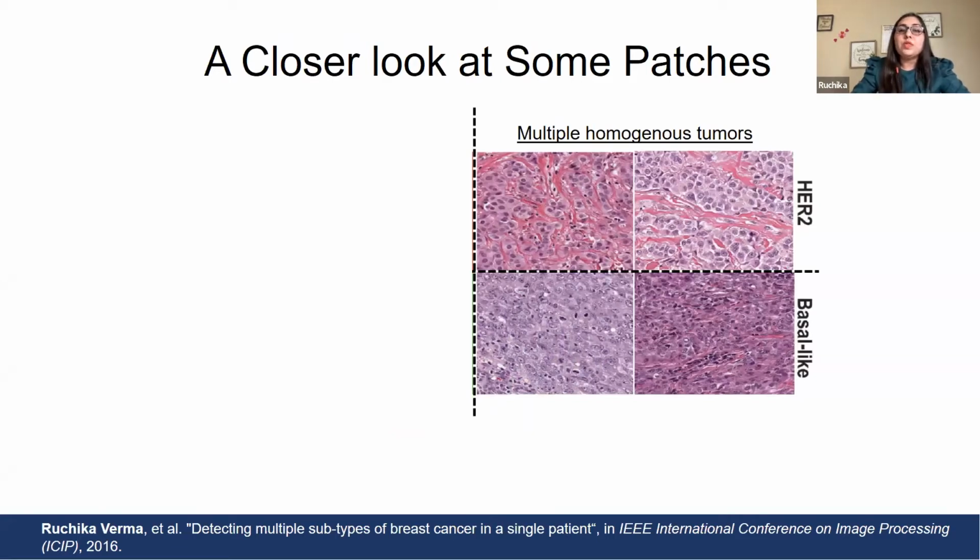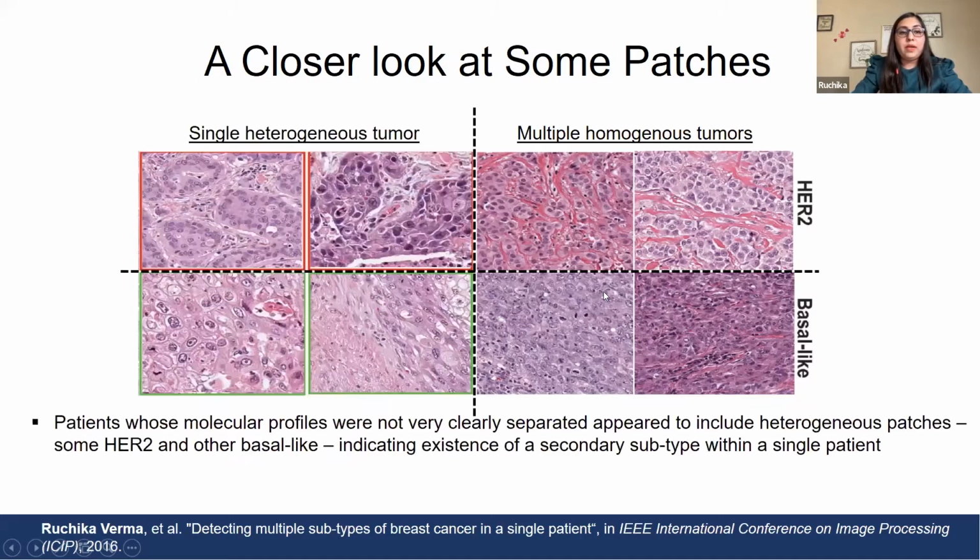And then we wanted to see if phenotypically we saw differences between the patches coming out from the HER2 or basal-like patients. So here I'm showing patches from the pure HER2 class, and in the bottom I'm showing patches from the pure basal-like class. But then we also wanted to see patients whose molecular profiles were not very clearly separated, and it may include heterogeneous patches.